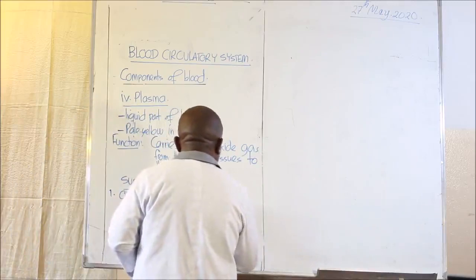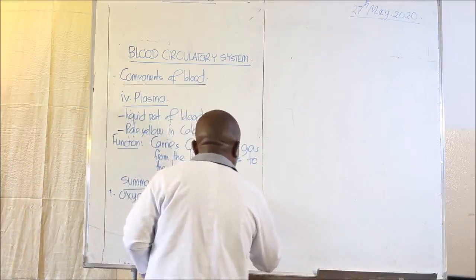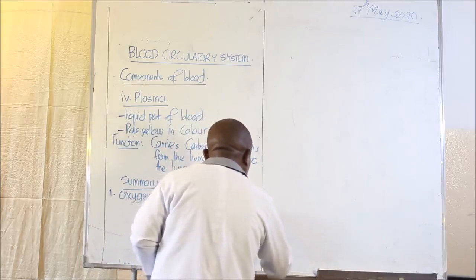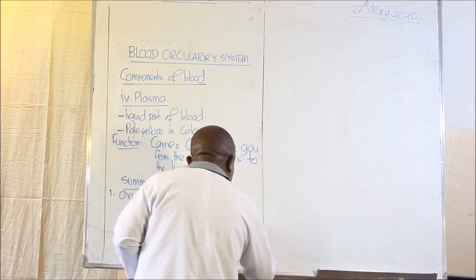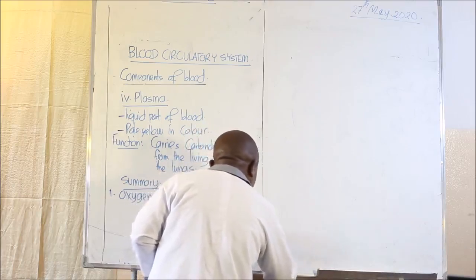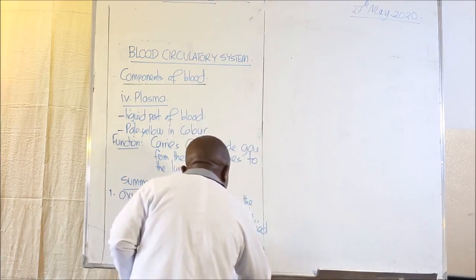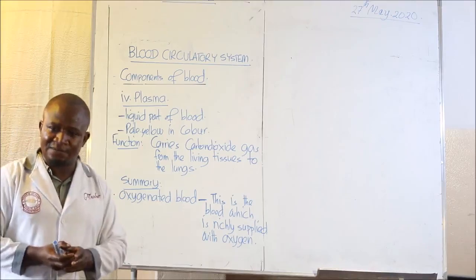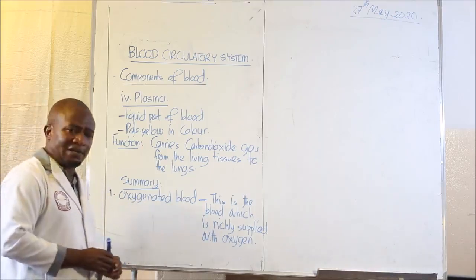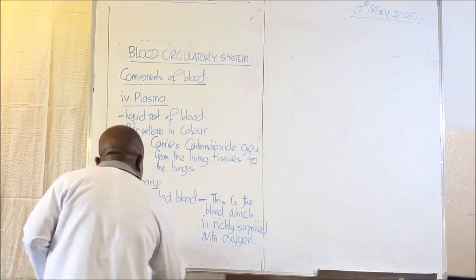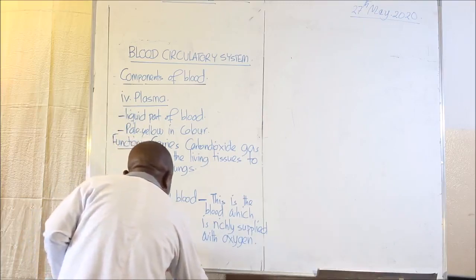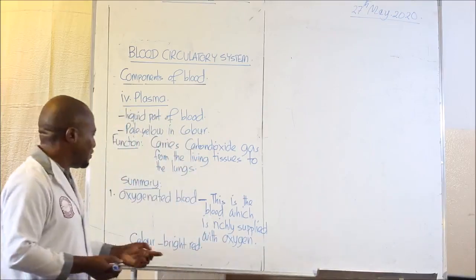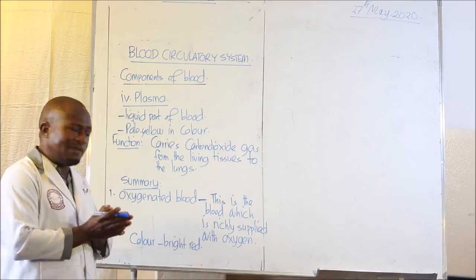So say, this is blood which is richly supplied with oxygen. Now, how do you know oxygenated blood? Oxygenated blood can be known by its color. This is the physical property. So what is the color of oxygenated blood? The color here should be bright red. The shining red. So this kind of blood is said to be oxygenated. It contains a good amount of oxygen.